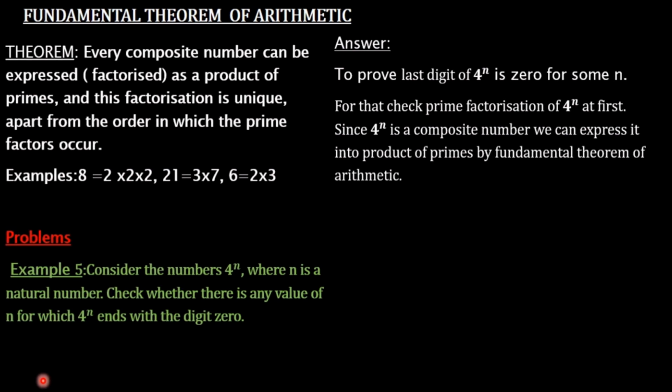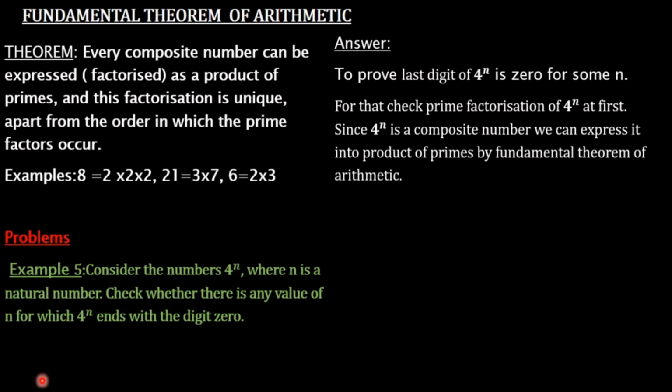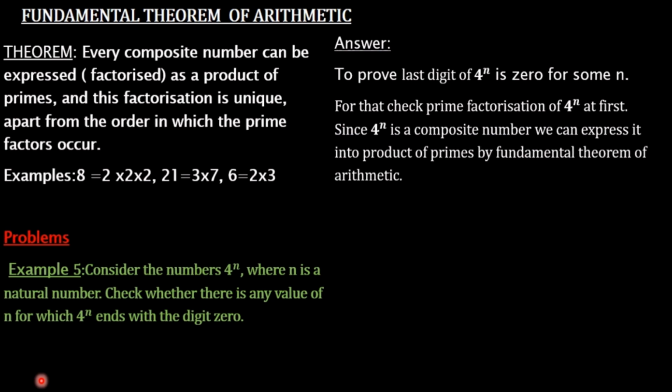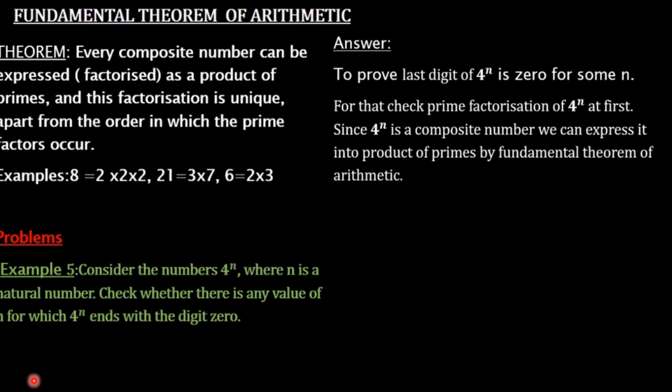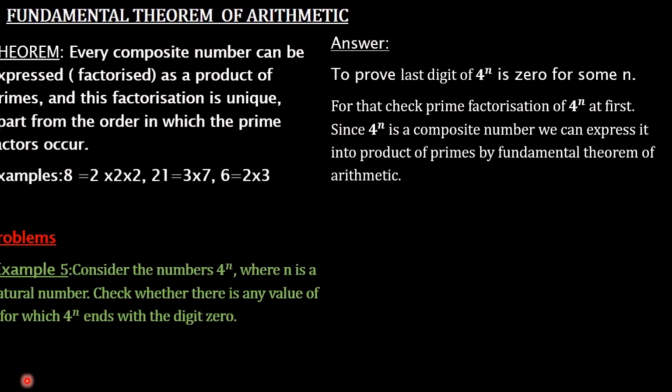That is, we have an expression 4 raised to n. n can be any natural number, that is 4 square, 4 cube, 4 raised to 100, 4 raised to 1000, something like that. Then we have to check whether for any n, 4 raised to n ends with the digit 0.